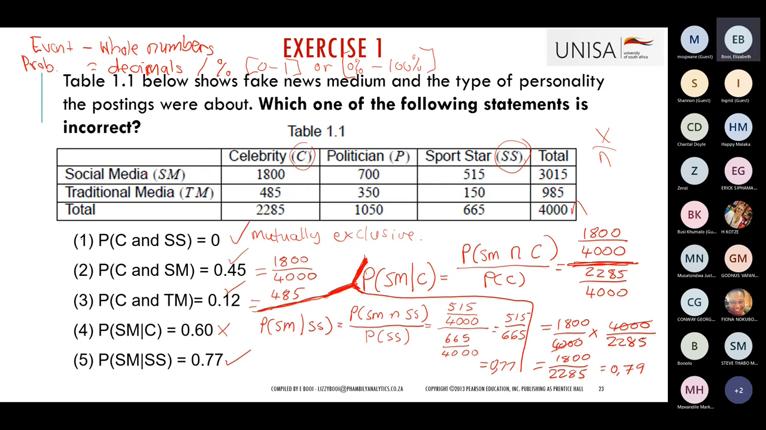Celebrity and superstar. Let's get there. C and SS, can they happen at the same time in terms of the information given? Can a person be a celebrity and also be a superstar? No. So that will create what type of an event? It's an impossible event, right? Yes. And an impossible event has a probability of? Of zero. And we know that a mutually exclusive event is an impossible event, right? Yes. And that is why for C and SS, the probability of them happening at the same time will be equal to zero, which is mutually exclusive.